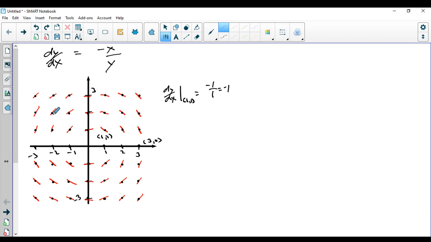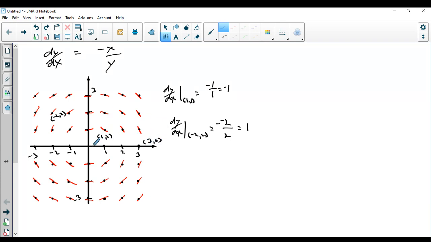All right, we'll pick another point. Let's pick this point right here. So this would be -2, 2, right? So dy dx evaluated at the point -2, 2. So negative x, so -2/2, that's going to be +1. So the point right here, this little short line segment should be pointing up 1/1, and it looks like it is. So I'm not going to do that for every single point, but that's what I did. I'm just not going to show you that for every single point. But that's what you have to do.